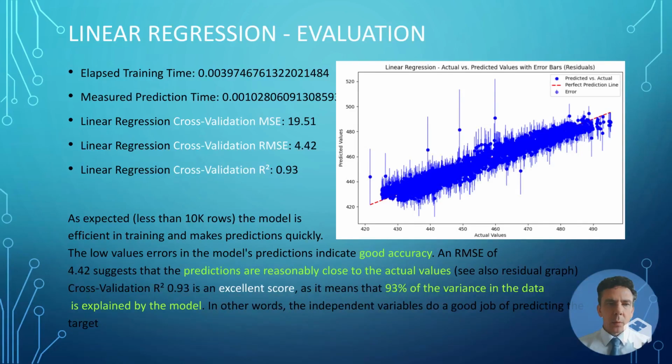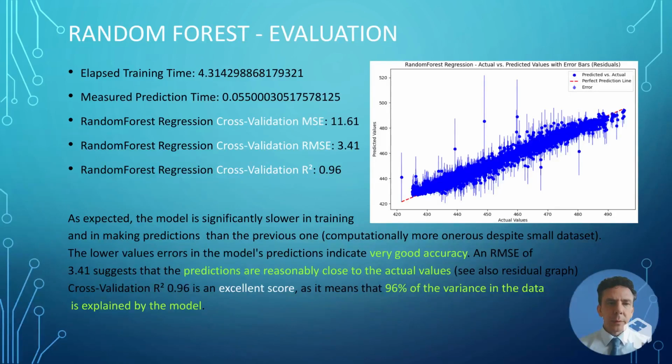So we check now what exactly the random forest will do. It is, as you can see, much slower. It has a smaller error, and it has a slightly higher 0.96 R squared coefficient. So it also shows a very good accuracy, but despite the small dataset, it is actually slower, and 96% of the variance in the data is explained by the model.